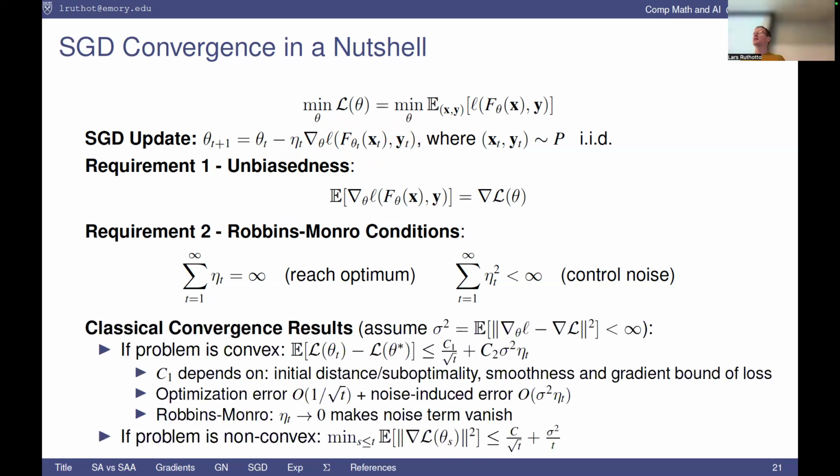Then you have some classical results, just to give you a flavor of what you can find. If your problem was convex, which ours isn't, then the suboptimality goes to 0 as you optimize. It depends on a few things. It depends on the initial suboptimality, and that goes down as 1 over square root of t. The closer you start, the quicker you get there. And then you have some bounds that depend on the smoothness of your problem. Both of them are decaying by design, sort of.